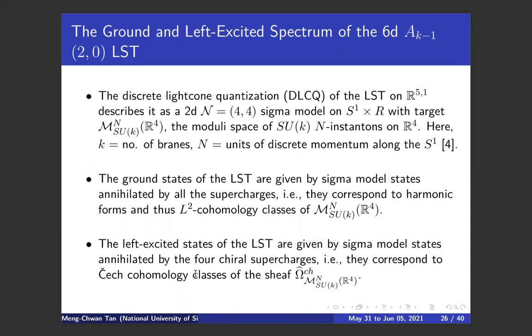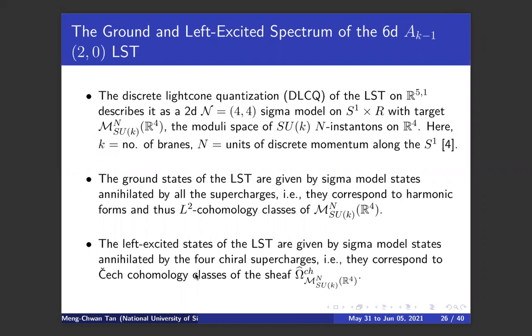So it can be shown that if you use the discrete light cone gauge, you can describe the little string spectrum in terms of a 2D N=(4,4) sigma model on a cylinder S1 cross R, with target the moduli space of SU(K) instantons of instanton number n on R4. Bear in mind that this is not the sigma model that we were talking about earlier. The sigma model that we were talking about earlier was a (2,2) sigma model on target space, the based loop group. It's a different thing.